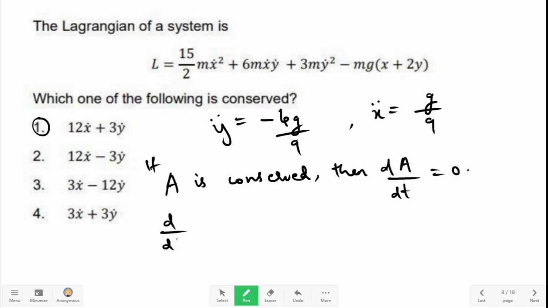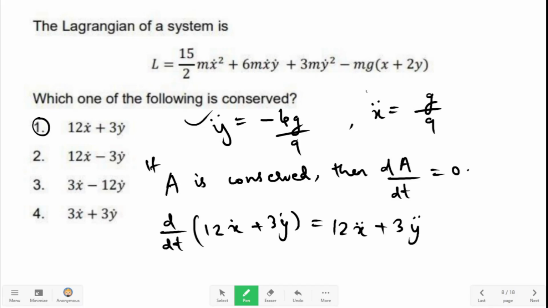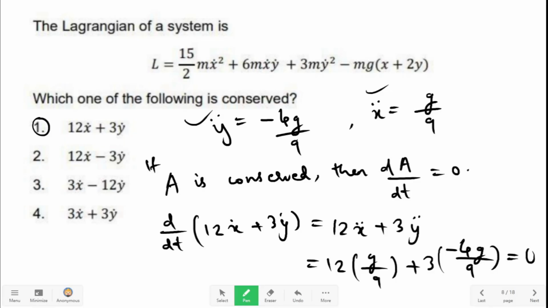d by dt of 12x dot plus 3y dot is equal to 12x double dot plus 3y double dot. And now let's substitute the values of x double dot and y double dot from here. This is equal to 12 times x double dot, which is g by 9, plus 3 times y double dot, which is minus 4g by 9. This is coming out to be equal to 0. Therefore we can say 12x dot plus 3y dot is conserved. This is the correct option. This is the quantity that is conserved.